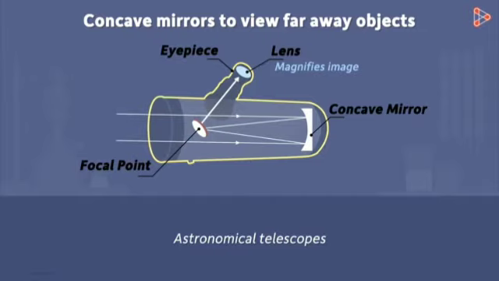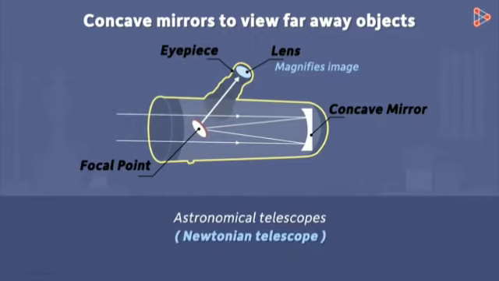Here the term lens, we will discuss the meaning of lens in our further classes. This type of telescope is also called a Newtonian telescope. Why? Because Sir Isaac Newton was the first who came up with the idea of this. Hence it is also called a Newtonian telescope. Concave mirror is used in the Newtonian telescope or astronomical telescope. Next we will move on to another application of a concave mirror.